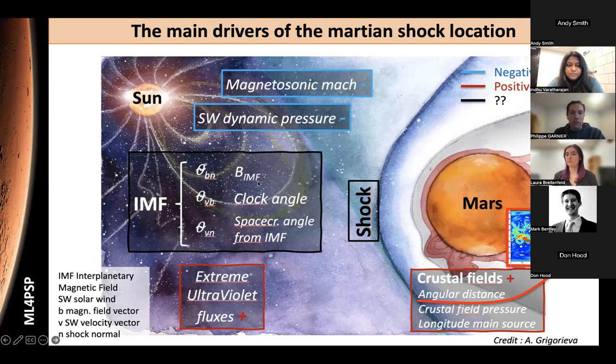For a number of them, the quantitative influence of these drivers was difficult to establish, in particular for the IMF or the crustal fields, and for some of them it's better known, since already Mars Global Surveyor.